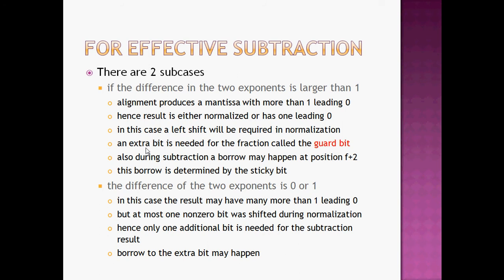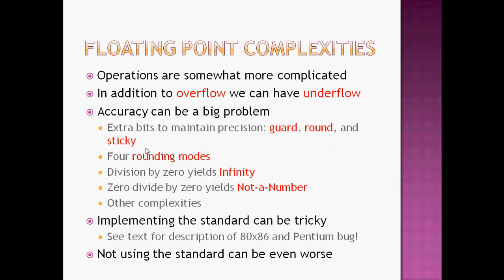The difference of the two exponents is 0 or 1. In this case, the result may have many more than 1 leading 0, but at most one non-zero bit was shifted during normalization. Hence, only one additional bit is needed for the subtraction result. Borrow to the extra bit may happen.